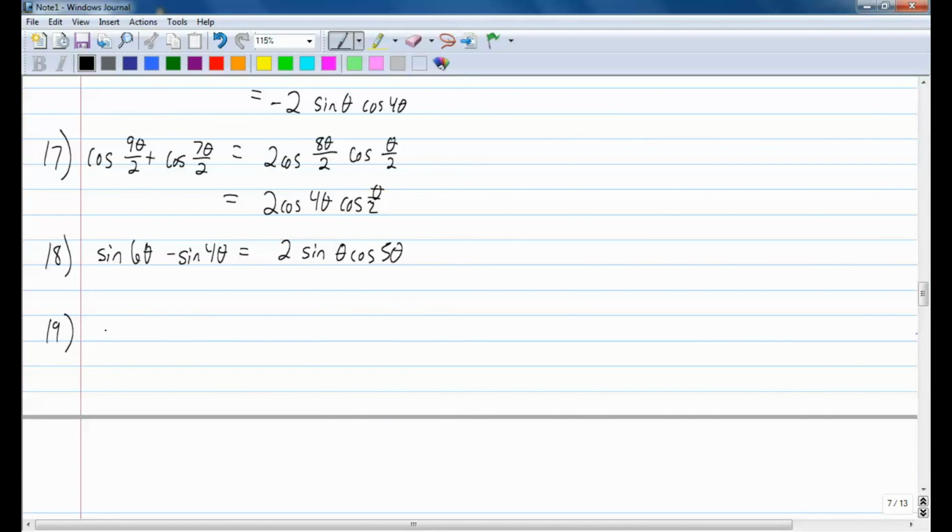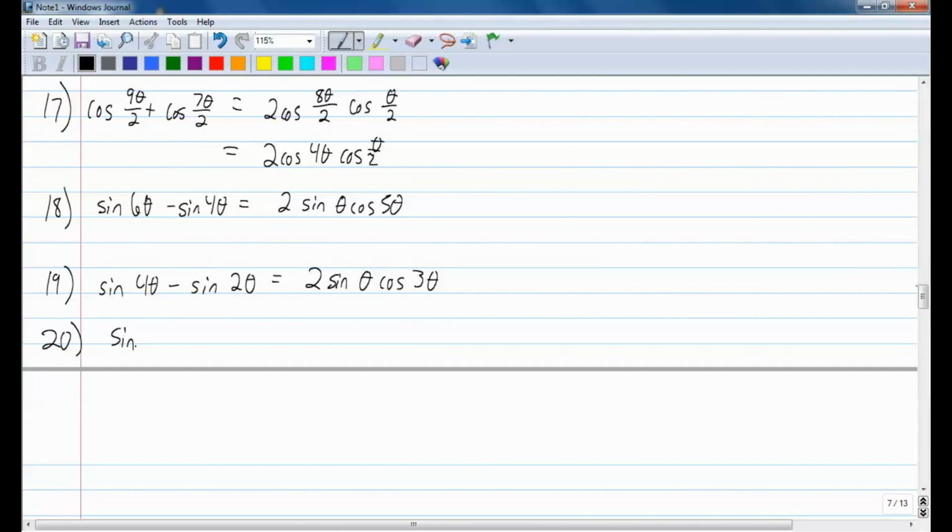Number 19, the sine of 4 theta minus the sine of 2 theta. Again, it's the difference for sine, so use the same formula. It's going to be 2 times the sine of alpha minus beta divided by 2. So 4 theta minus 2 theta is 2 theta. 2 theta divided by 2 is theta. And the cosine of alpha plus beta divided by 2. So 4 theta plus 2 theta is 6 theta. 6 theta divided by 2 is 3 theta. So the answer for number 19 is A. Last problem, number 20.